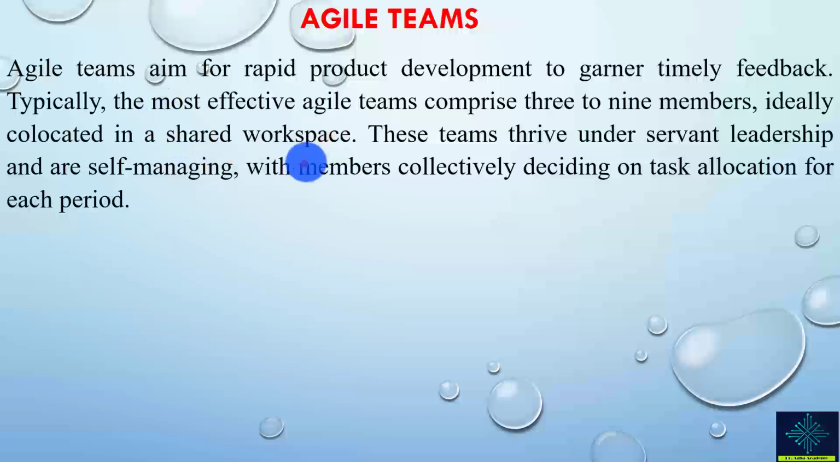And also the team members in the Agile environment gather timely feedback, as we've seen in the previous lectures. Feedback from the customers is very important, and this is done frequently throughout the project life cycle. Because of this, we have what we call the most effective teams, and usually this comprises 3 to 9 members ideally.